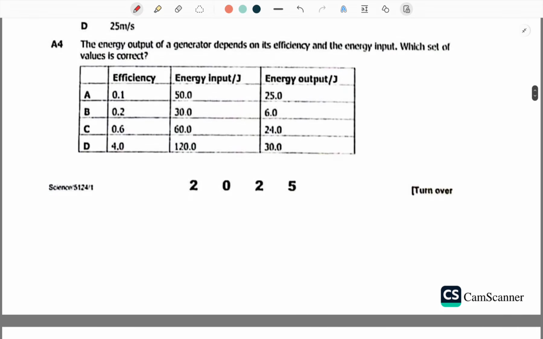The energy output of a generator depends on its efficiency and the energy input. Which set of values is correct? Okay, it depends on its energy output and its.